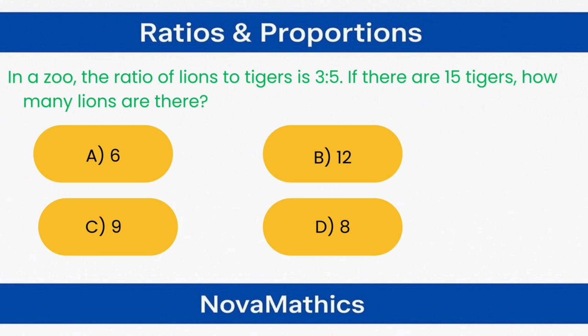In a zoo, the ratio of lions to tigers is 3:5. If there are 15 tigers, how many lions are there? Is it A, 6, B, 12, C, 9, or D, 8?